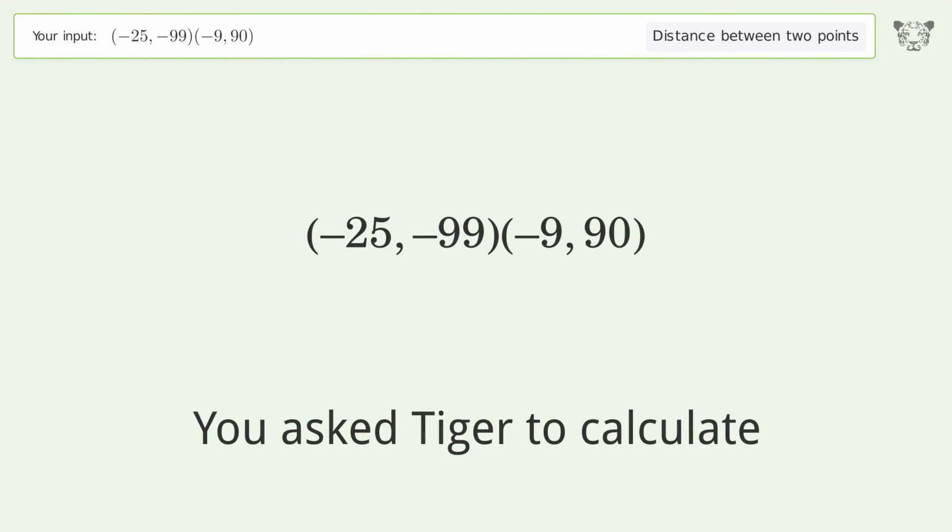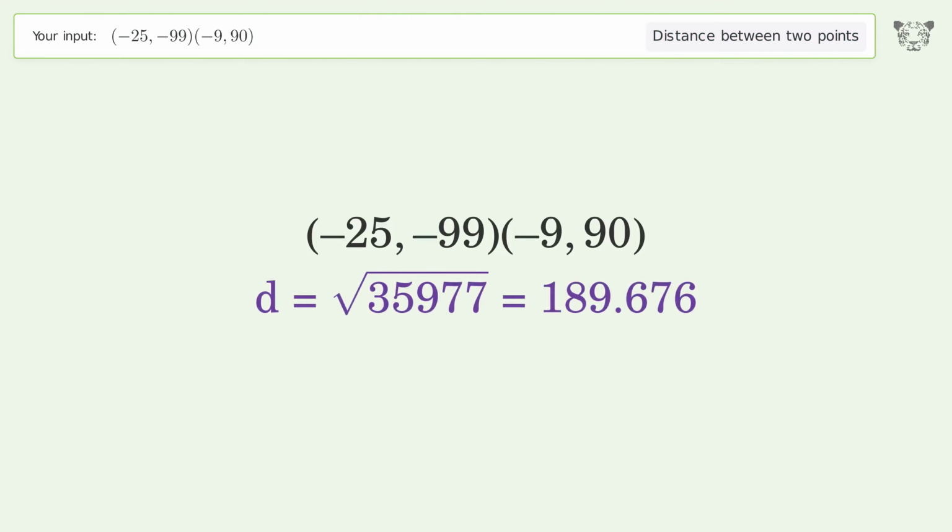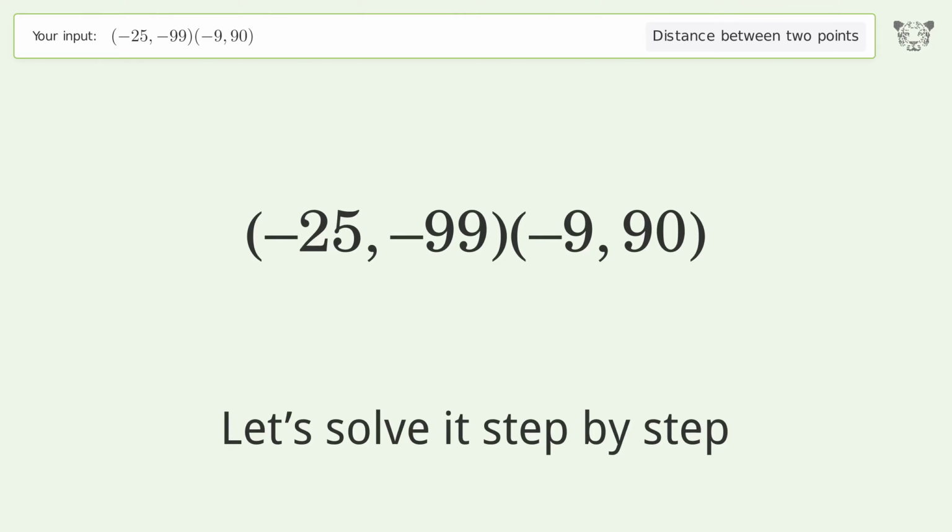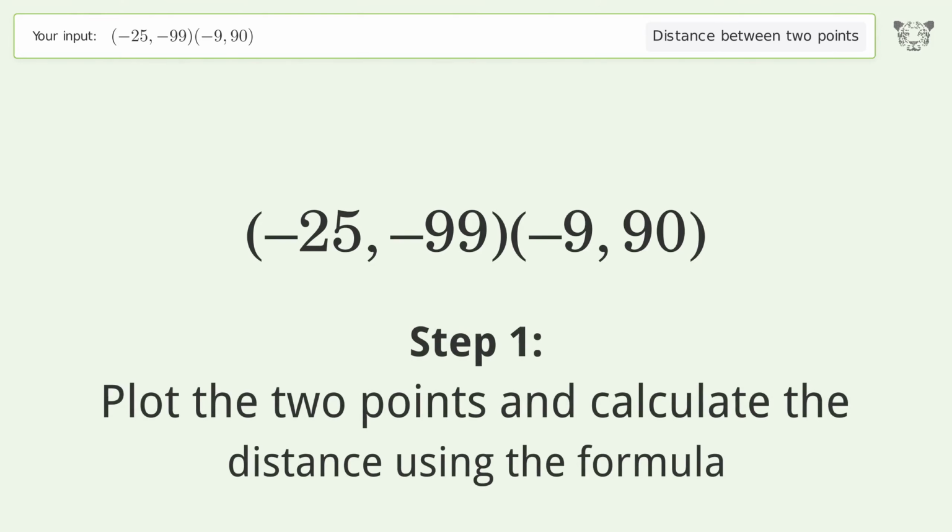You ask Tiger to calculate. This deals with the distance between 2 points. The distance between the 2 points is the square root of 35,977, or 189.676. Let's solve it step by step. Plot the 2 points and calculate the distance using the formula.